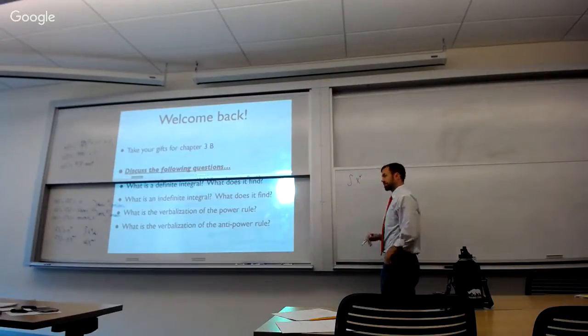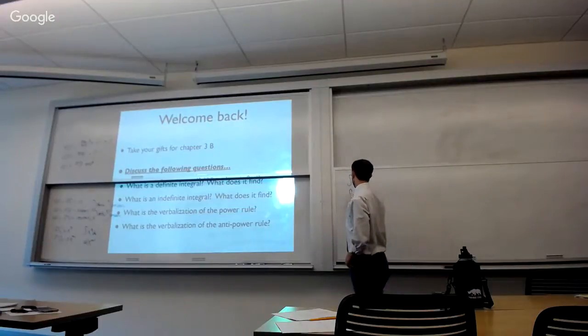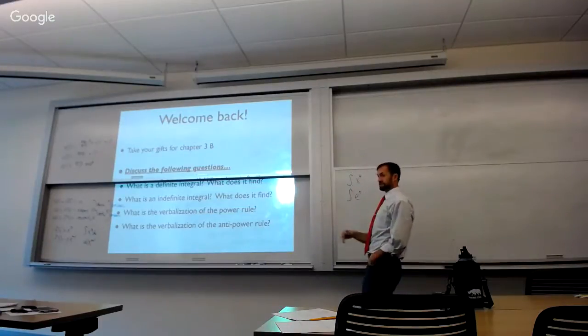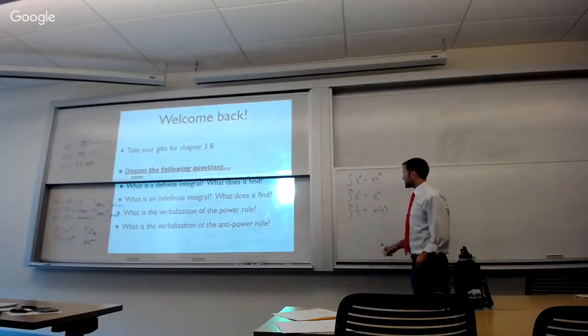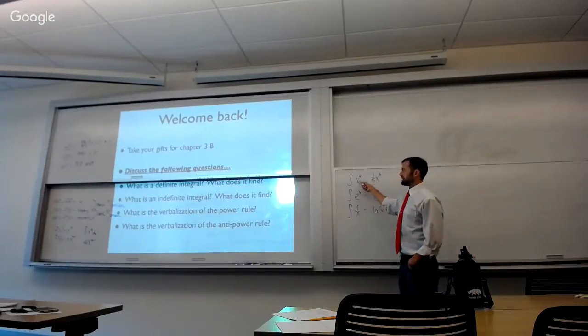We can take that integral. We can integrate e to the x, because it's just e to the x. We can integrate 1 over x, because that would be the natural log, and that would just be e to the x, and that would be x to the fifth, 1 over 5.